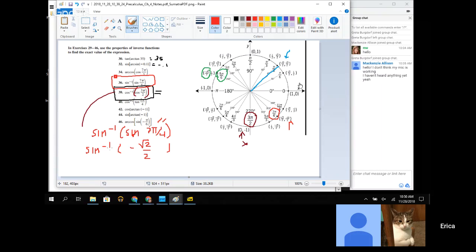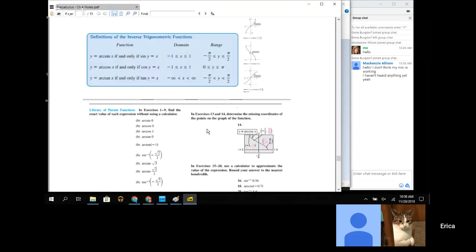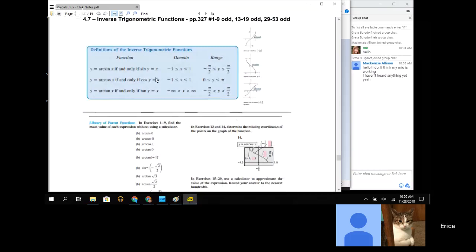So this is where it gets a little bit tricky. You might be tempted to say that it's right here and it's 7 pi over 4. But that's not actually valid as one of your solutions, because if you go back to your notes, you'll see that the sine is only valid between negative pi over 2 and positive pi over 2.